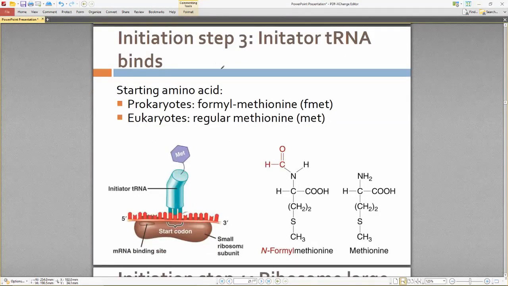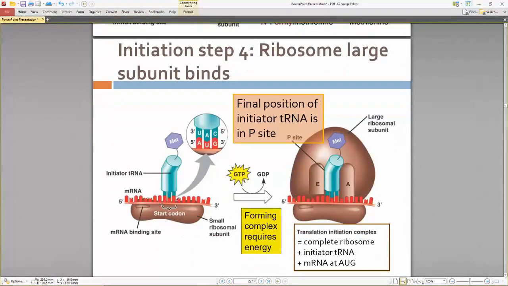So, in prokaryotes and eukaryotes, the initiator tRNA is holding a different amino acid. In eukaryotes, the initiator tRNA brings over methionine or MET, but in prokaryotes, it brings over something called formyl methionine, FMET. You do have to know this difference, but you just have to know that the eukaryote start codon codes for methionine or MET, and prokaryotes FMET. Small difference.